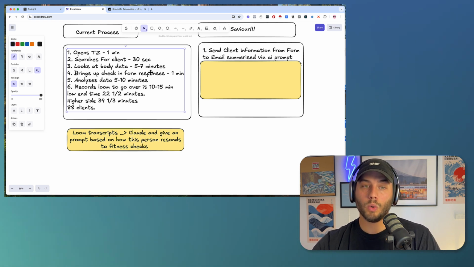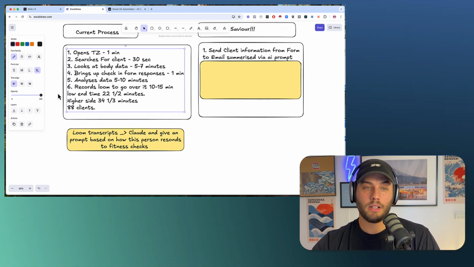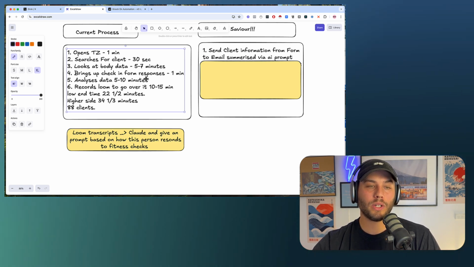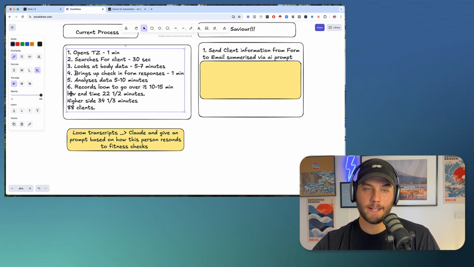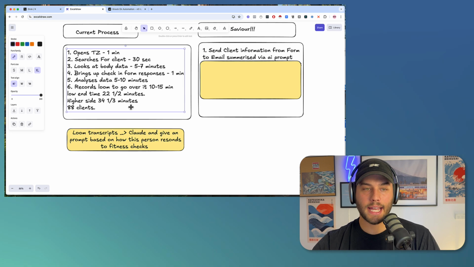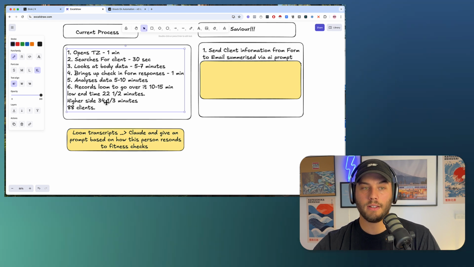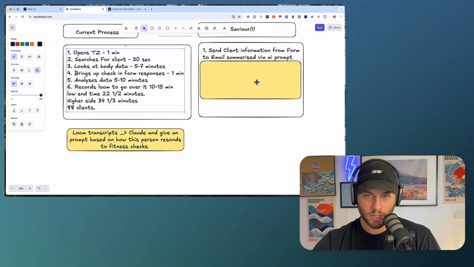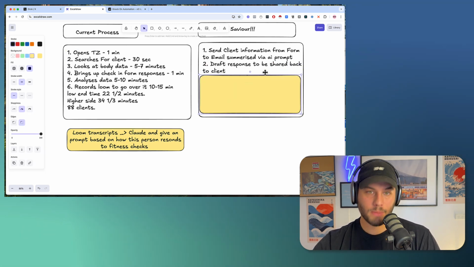Already, if you look at the time saved, you're saving 50% of the check-in time. And if you're doing 88 clients and the total was 34 minutes, you're saving half of that, which is what, 14, 15, 16 hours' worth of time. Crazy. So the next step was to draft a response to be shared back to the client.